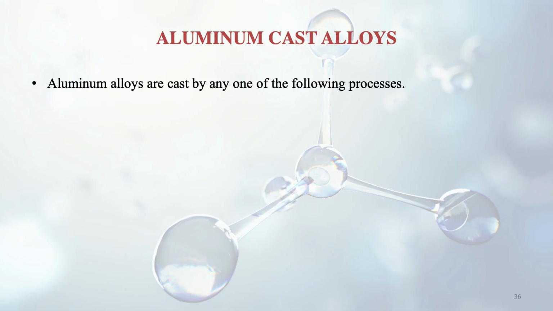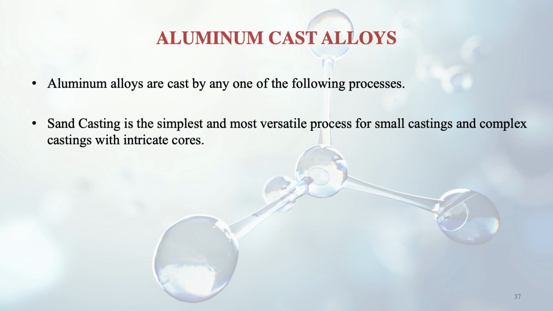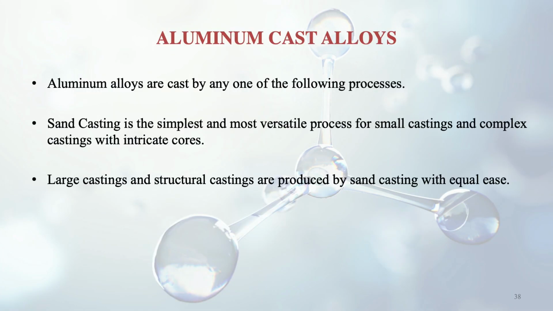So there are aluminium cast alloys also. We discuss them now in this section. Aluminium alloys are cast by many processes, and these are given here. Sand casting is one. It is the simplest and most versatile process for small castings and complex castings with intricate shapes and pores. So if there are intricate shapes and pores, then sand casting is the best process. Large castings and structural castings are produced by sand casting with equal ease. So even if you have a large casting or a certain structure, this process is very good and easy to do.